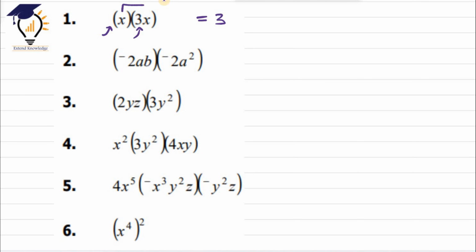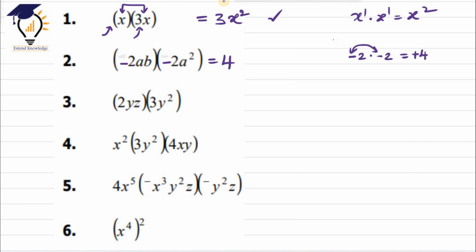And if you look at the variables x and x, x to the power of 1 times x to the power of 1 will give us x square. So I'm just writing that, x square. And then the second question, negative 2 times negative 2 a square. Negative 2 times negative 2 is 4, because if you simply multiply minus into minus, it is plus. So we can simply write 4.